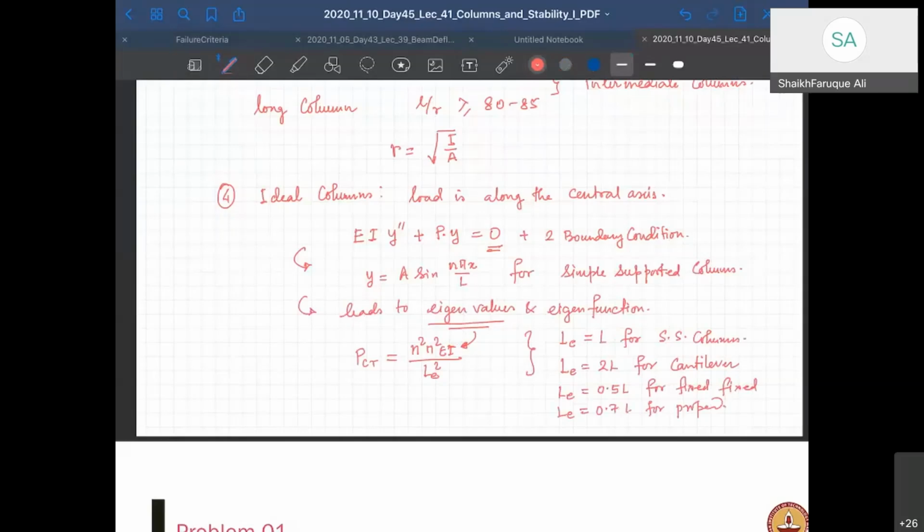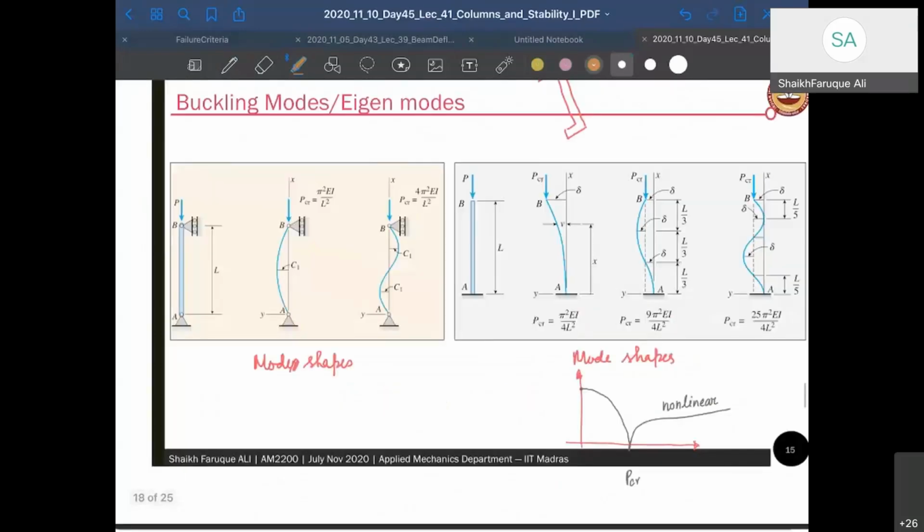So we'll go back to these questions now, and we have to do one problem where we understand how to design columns. Then we'll see what happens when you deviate from ideal columns and go to columns where the load is not along the central axis. Right, so what were your questions?